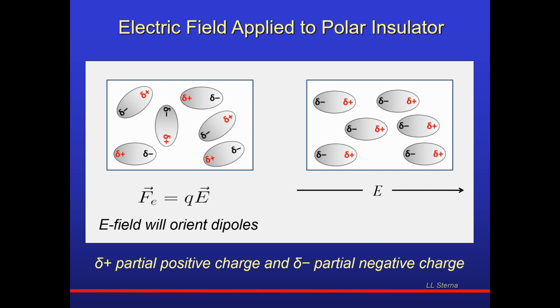This phenomenon of using electric fields to orient dipoles has a very important application in what is called the liquid crystal display. Liquid crystals are long polar molecules that can be oriented rapidly in electric fields. And they're used to control the passage of light and create the displays for computers, for televisions, for smartphones.